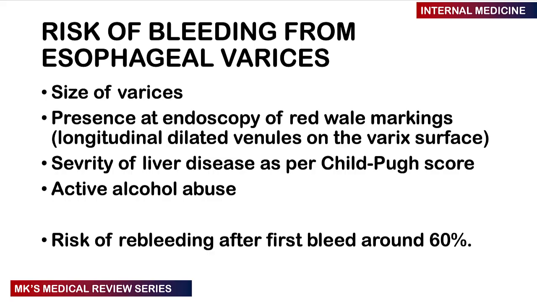Prognostic in the fact that it can give you an idea of how likely this patient is going to have a rebleed. Because remember, we said 60% of those patients will rebleed in about 6 weeks. And generally, on endoscopy, the size of the varice will denote the risk of rebleeding. The bigger the varices, the greater the risk. The presence at endoscopy of red whale markings, for example, these are longitudinal dilated venules on the varice surface.